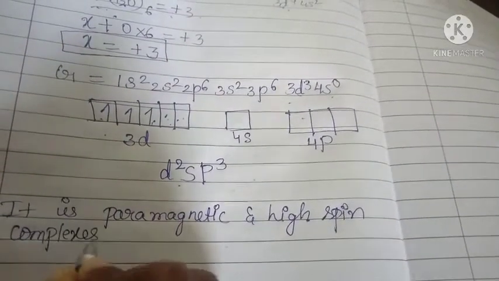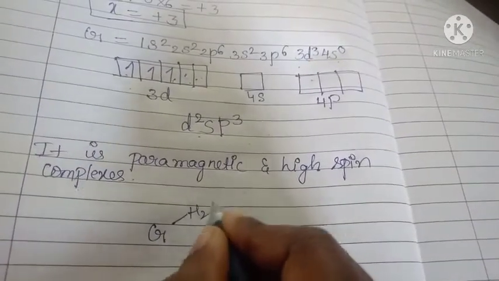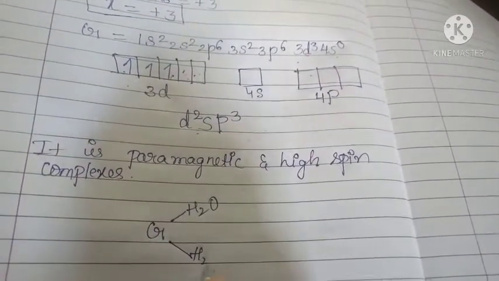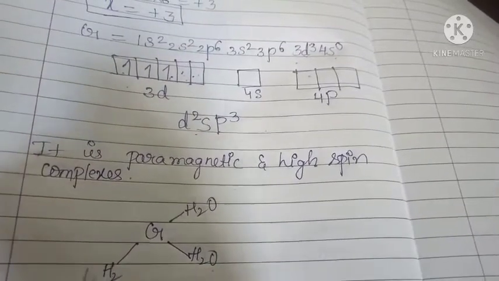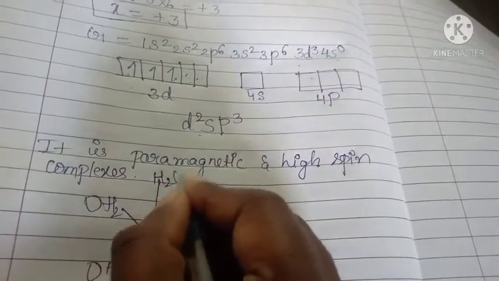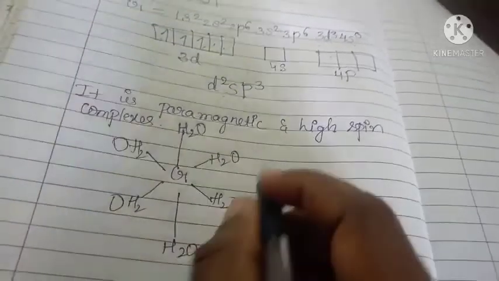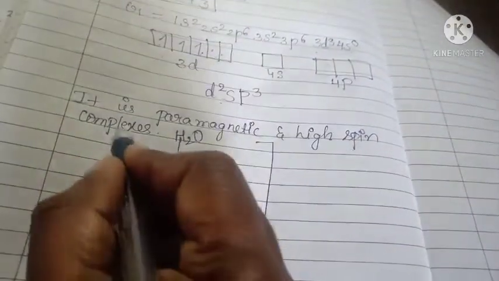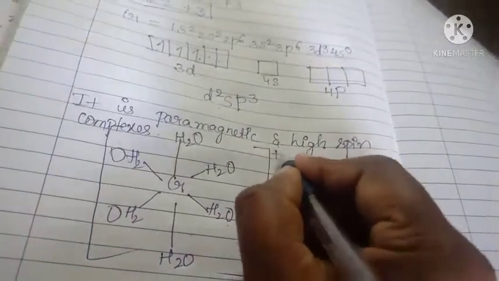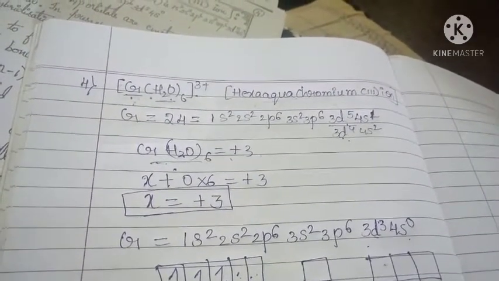Okay, then the structure is chromium with H2O, H2O, H2O, H2O, H2O, H2O. How many charges are there? +3. This is the last example for d2sp3 hybridization, hexaaqua chromium(III) ion.